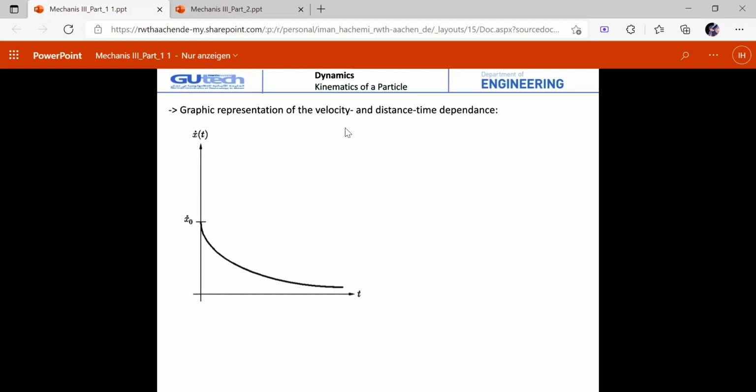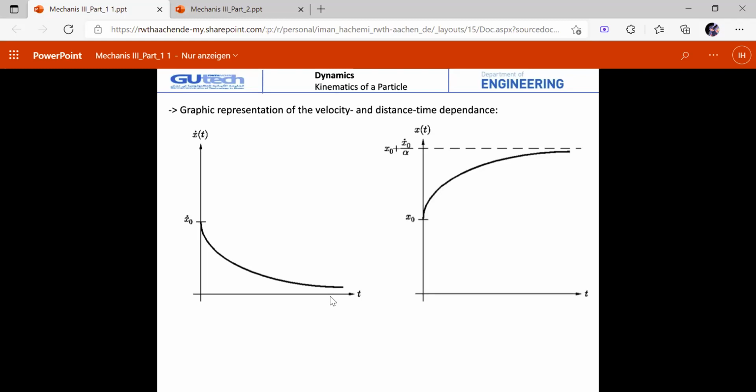Now, if we look at this graphically, this is the velocity versus time. This is the initial velocity at time t equal to 0, and we see that it is decreasing, and the position is increasing with time, reaching a certain constant. That means the speed, or the velocity, tends to 0, and the distance approaches a constant final value.